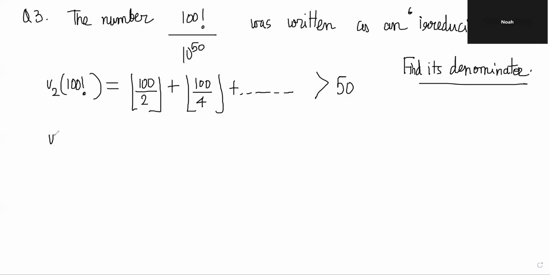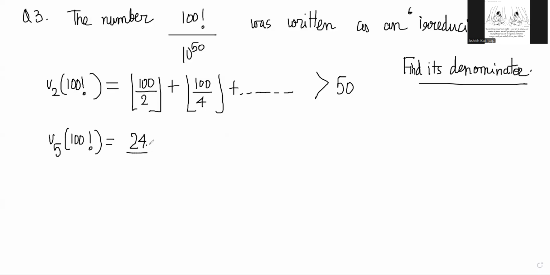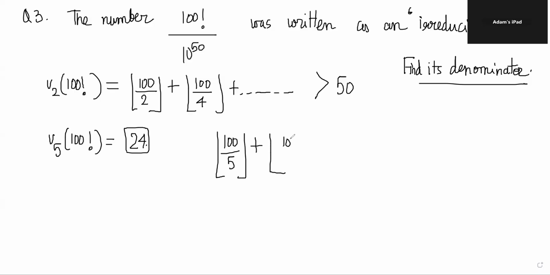V of 5 of 100 factorial is how much? 11. Wait, no, be careful, not 11. It's 24. Okay, check. Yeah, 24.